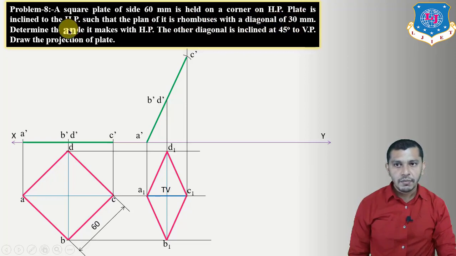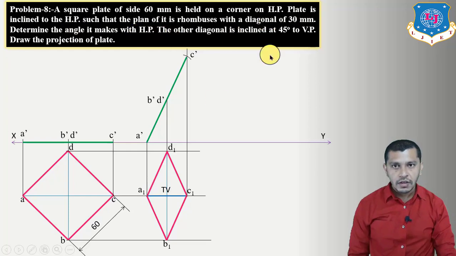Determine the angle it makes with the horizontal plane, and the other diagonal. That means the length of one diagonal is 30 mm, which is A1 C1, and the other diagonal will be B1 D1. So now we have to incline this B1 D1 at an angle of 45 degrees.